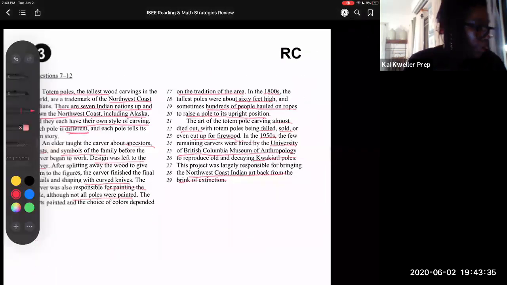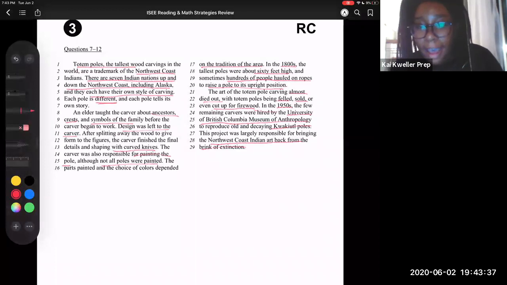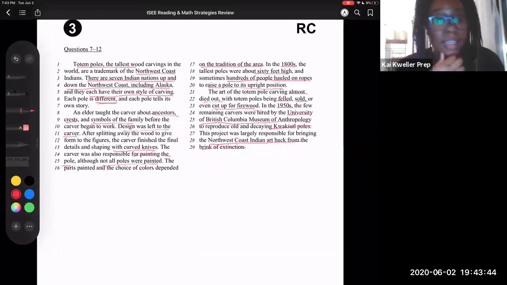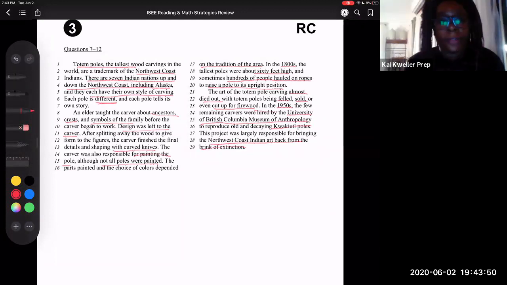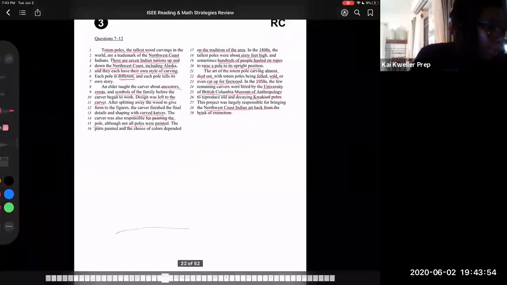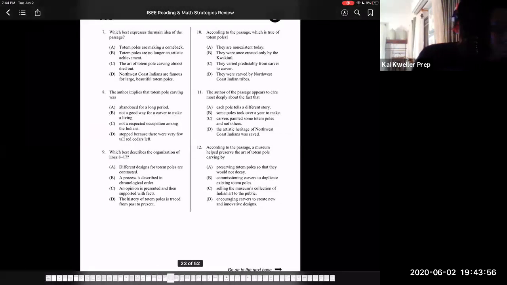Okay, so this, I already heavily underlined a lot of stuff, but that's okay. It's good to underline as much as you think is important, because it keeps it in your memory for later when you have to answer the question, so you're not doing too much back and forth flipping, okay? So that's perfectly okay to do. Next, we will look at the questions.